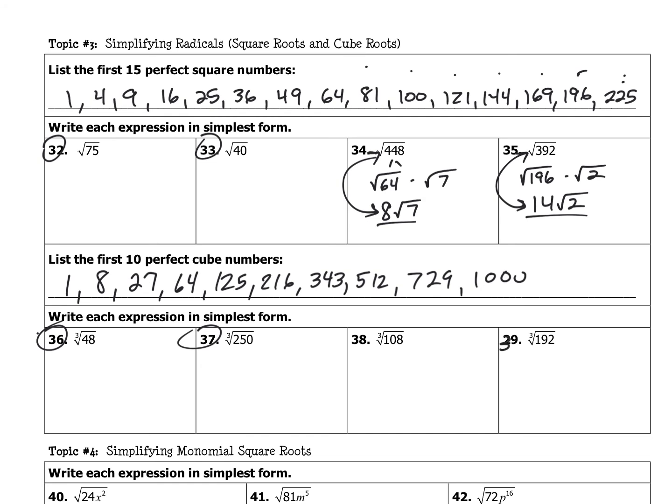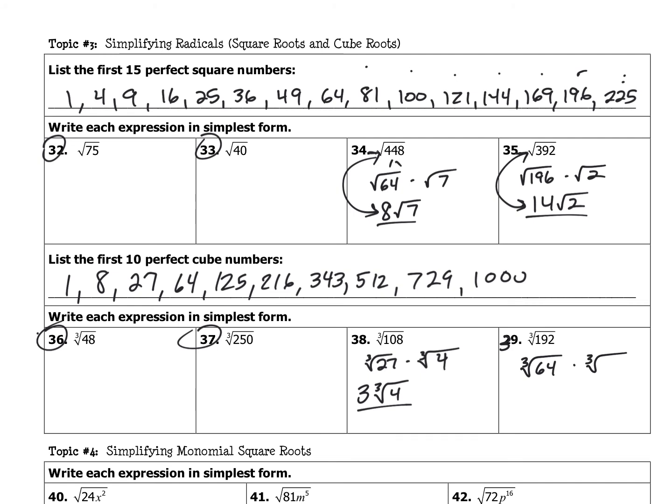38 and 39. So the cubed root of 108, I'm looking for which one of these cubes goes into that evenly. And it looks like the cubed root of 27 times the cubed root of 4. And 4 is a square, but not a cube. So the cubed root of 27 is 3 times the cubed root of 4. And that's your answer. So we're doing the same thing as up above. We're just breaking it apart into the largest cube. So the largest cube that goes into 192 is 64.